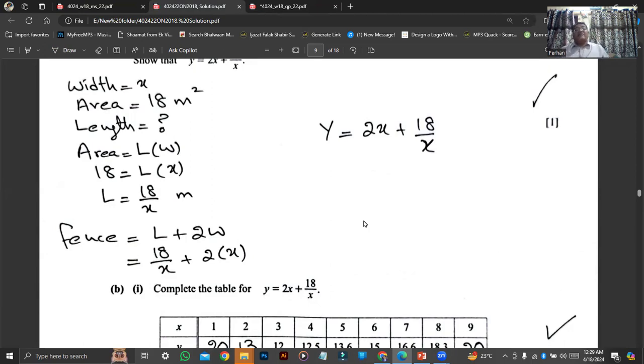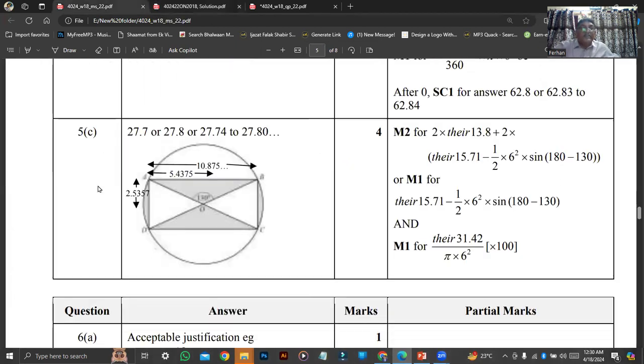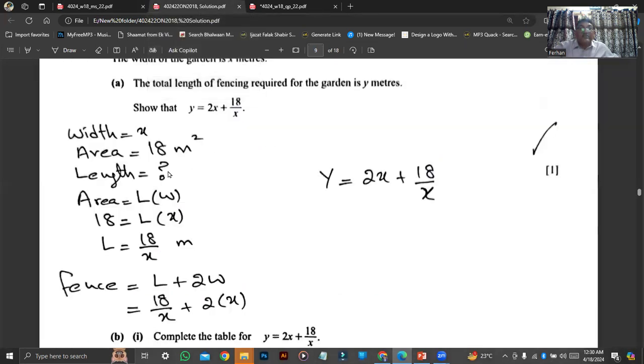So you will have 2x plus 18 by x. This is what they have asked us to show. So this is how you will show it. And this is question number 6, sorry, A part.